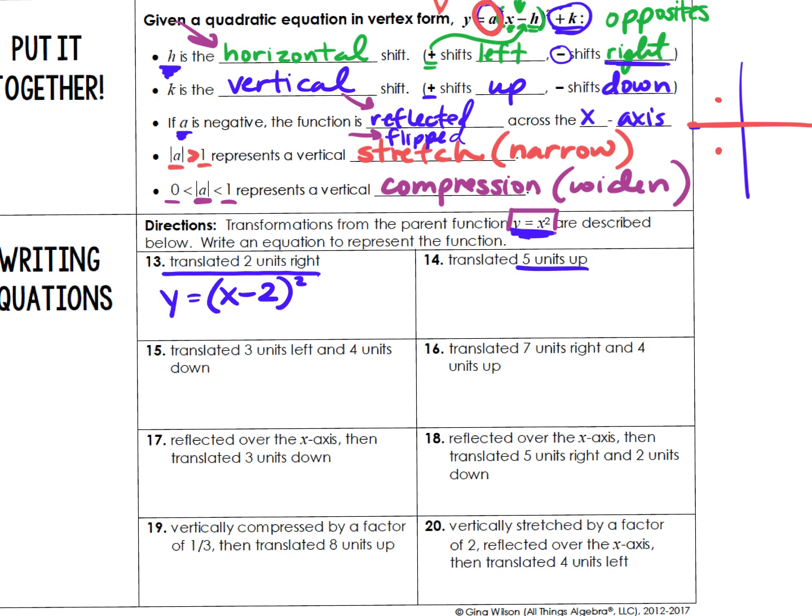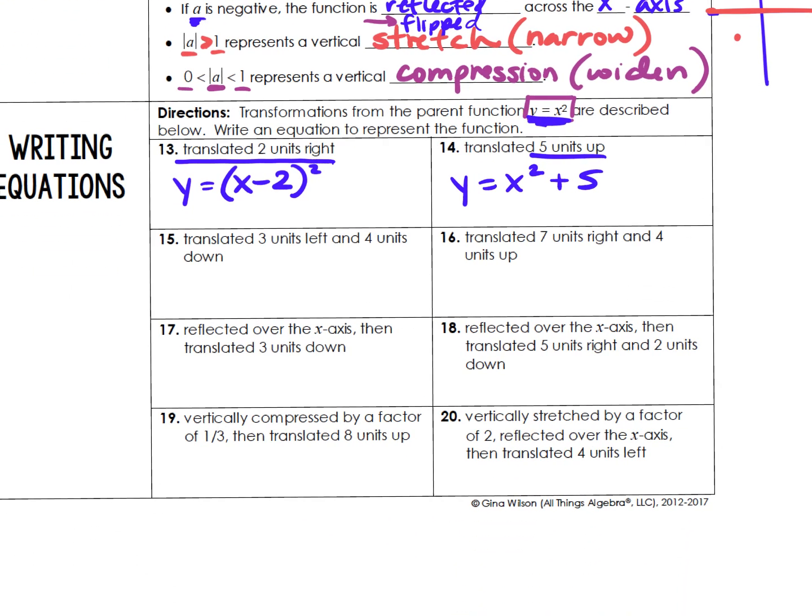This one is saying up and down. If you're going to go 5 units up, is that going to be inside the parentheses or outside the parentheses? Outside the parentheses. So it was y equals x squared. Nothing needs to go with that x right now, so we don't have to put parentheses in because it's not going to shift left or right. But if it's going to shift 5 units up, what comes behind x squared? Plus 5. Good job.